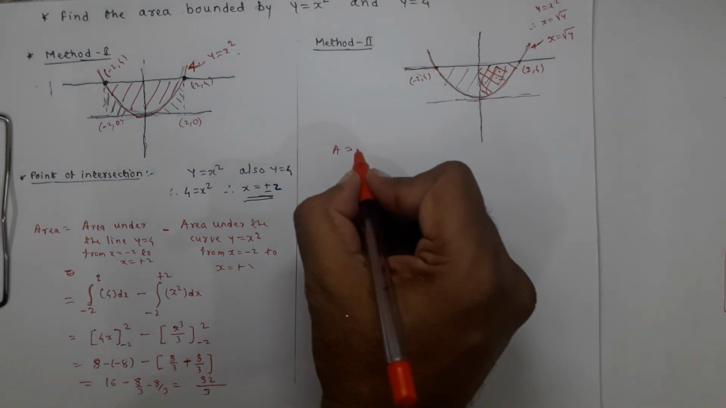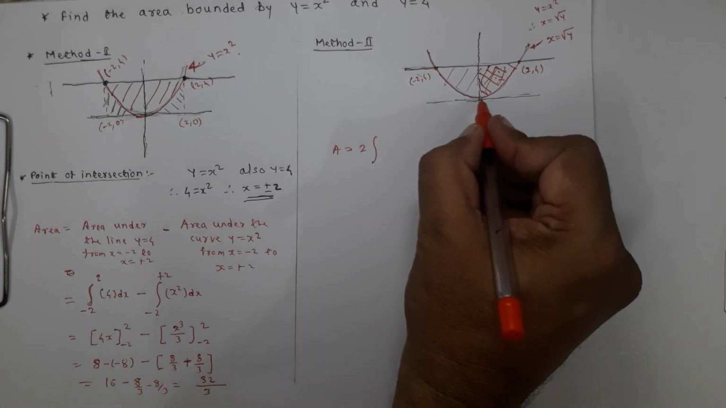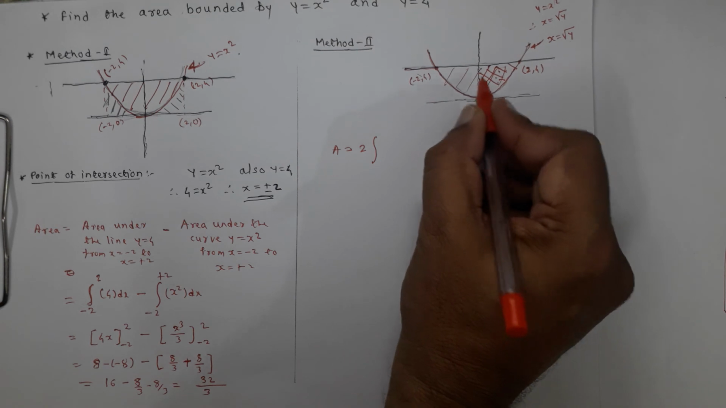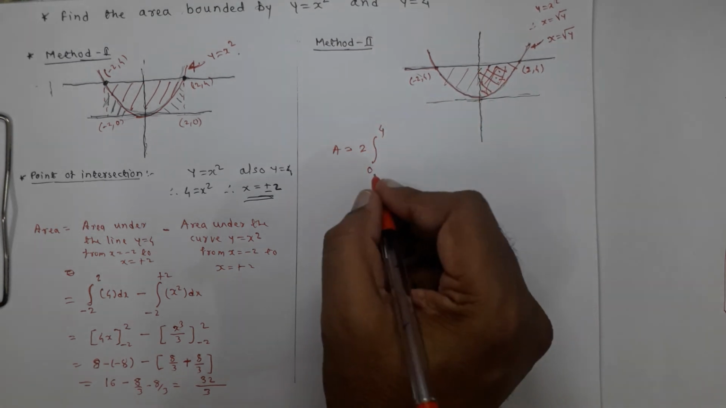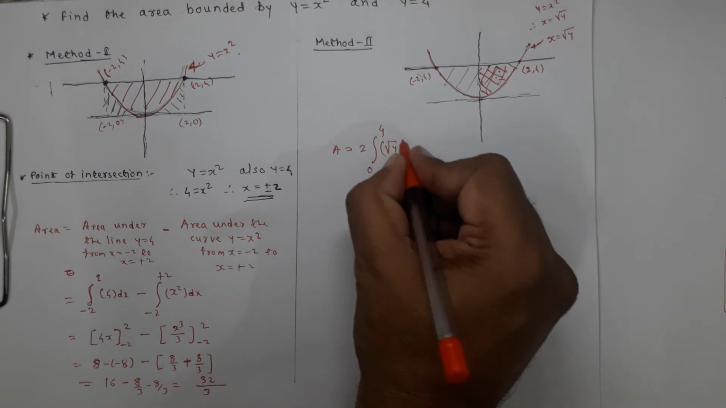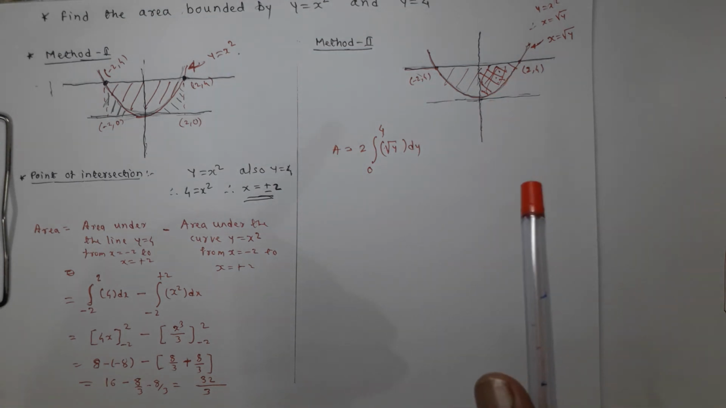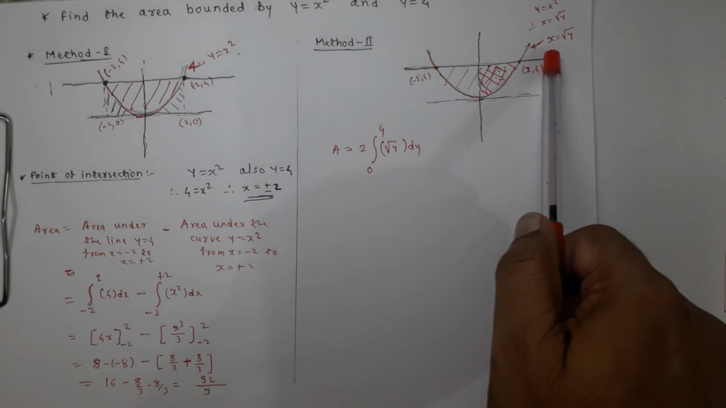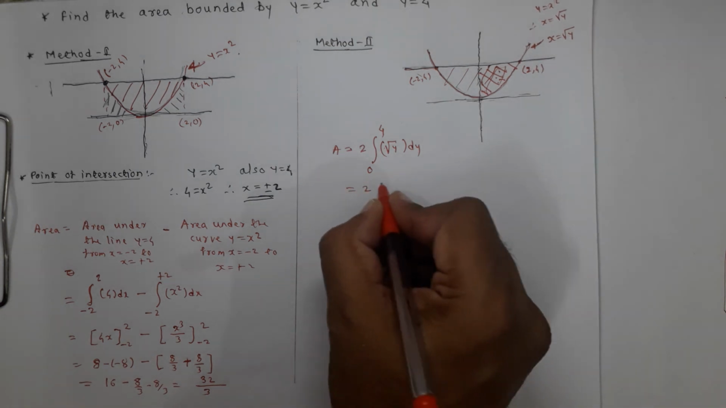So 2 times this area will give me the entire area. So A is equal to 2 times integration. Now the limits will be 0 to 4, because I will have to put the limits for y, 0 to 4, and it will be of root of y into dy. This should be the integration, because here I want to express the equation of the curve as x is equal to root of y.